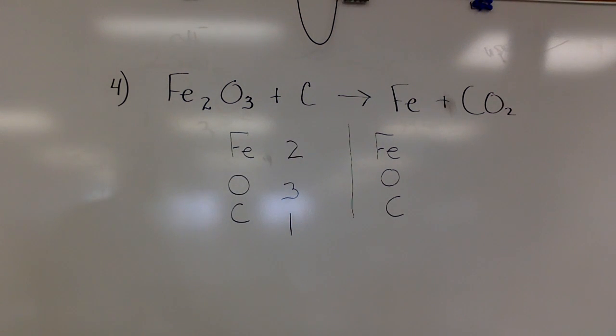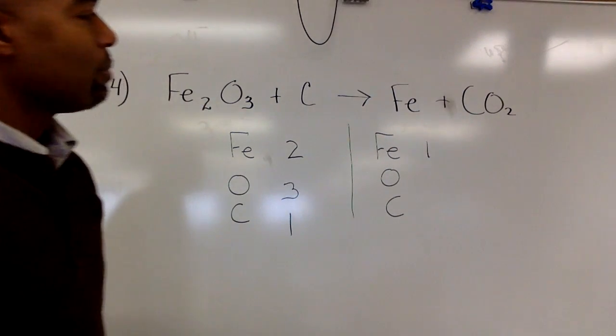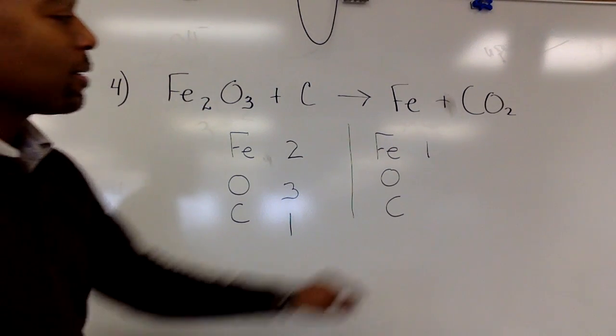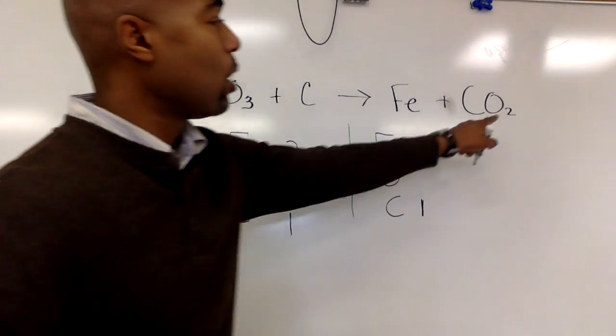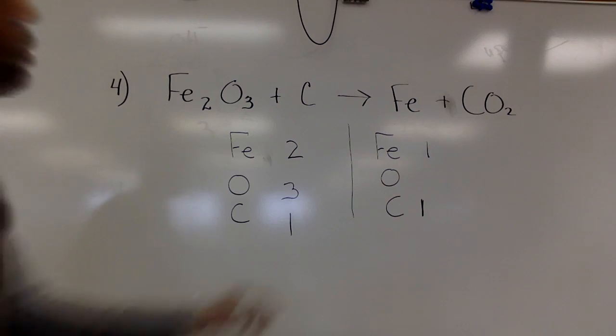On the other side, iron, it looks like we have 1. Carbon, we have 1, not 2. The 2 only applies to the element that's directly in front of it, and that's going to be the oxygen. We have 2 oxygens.